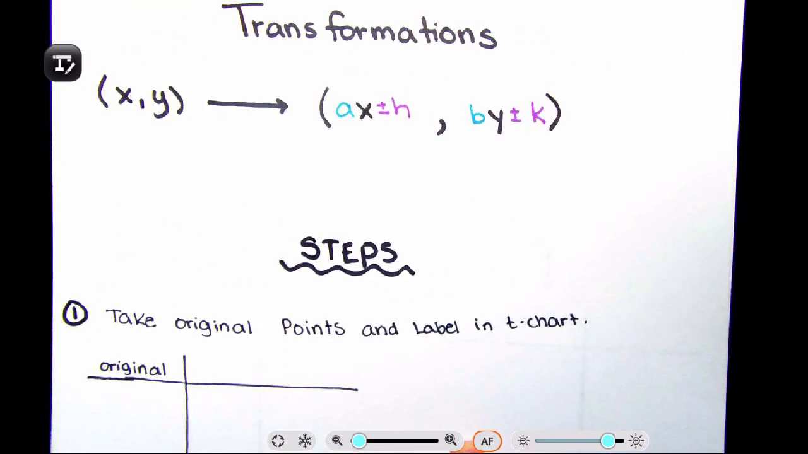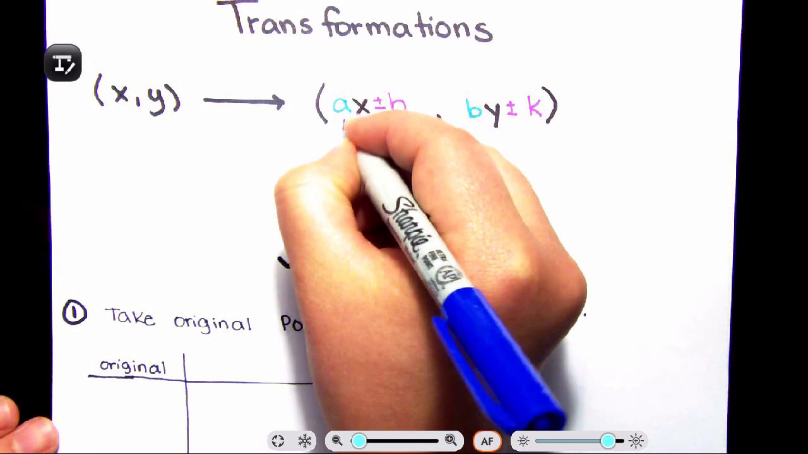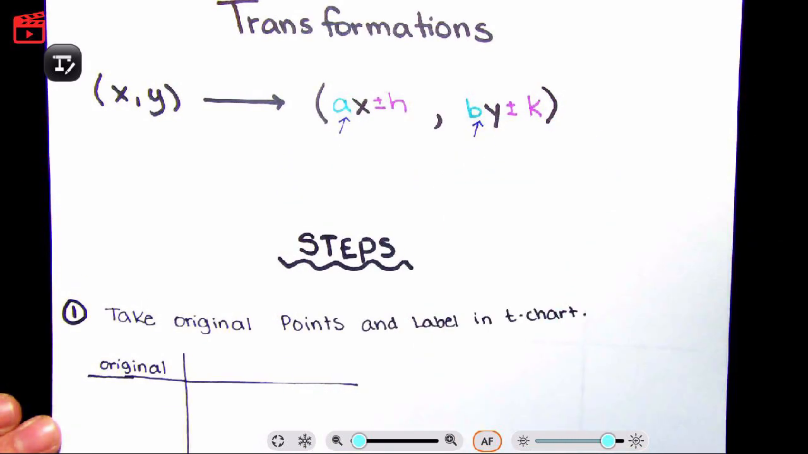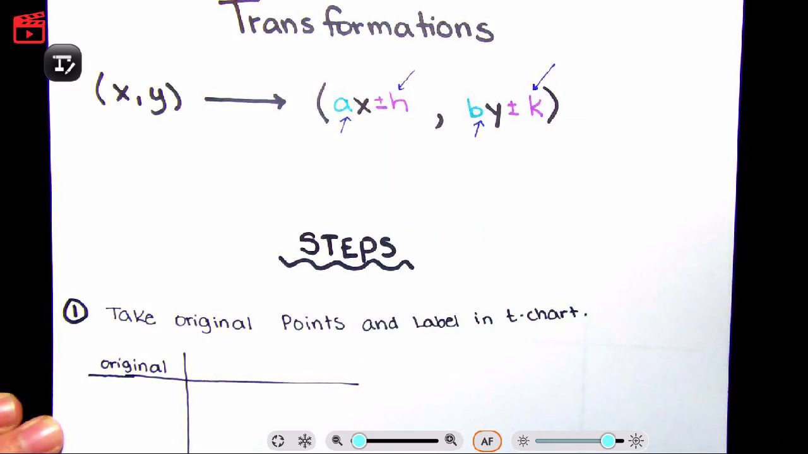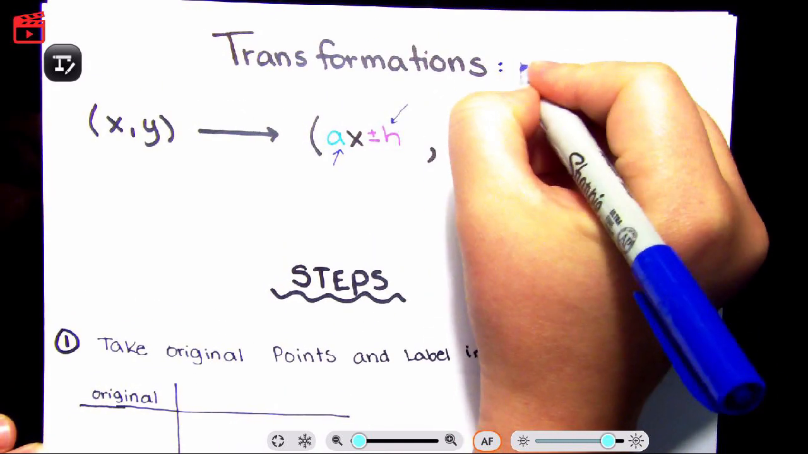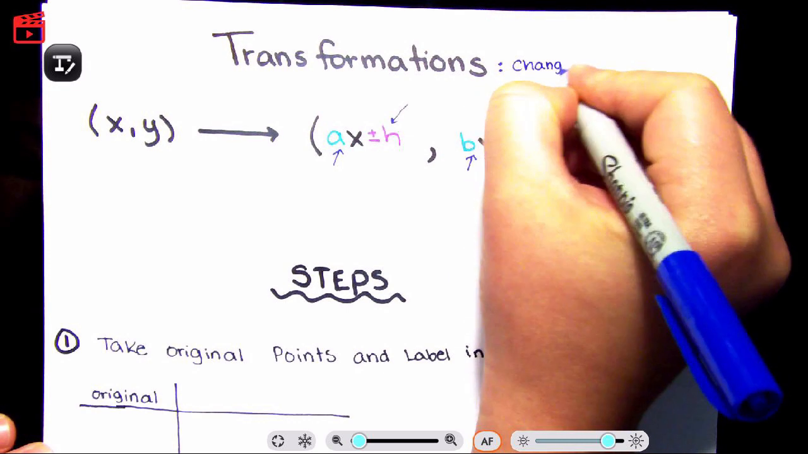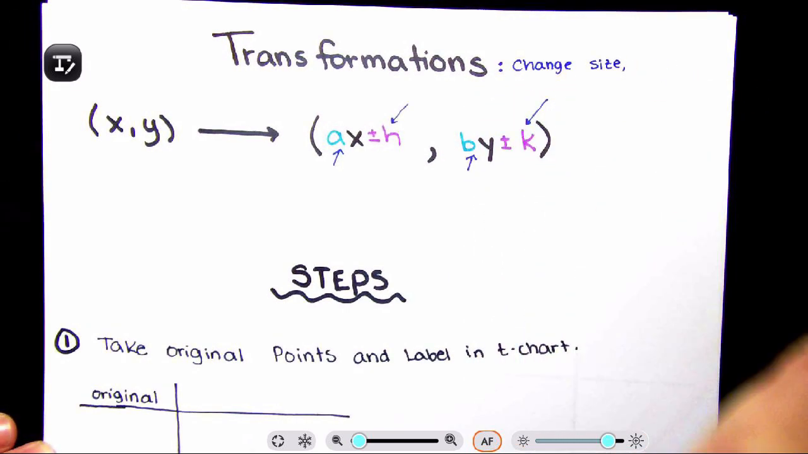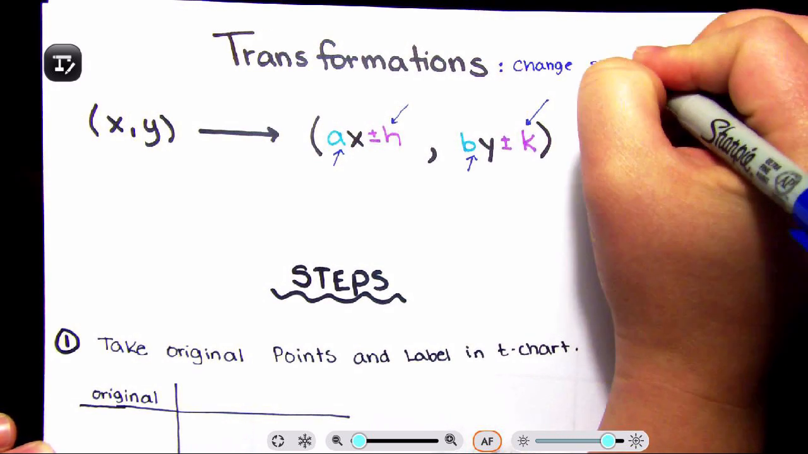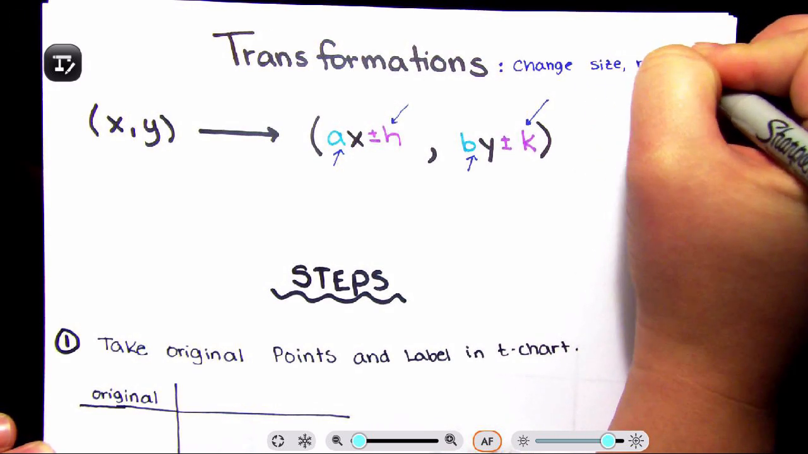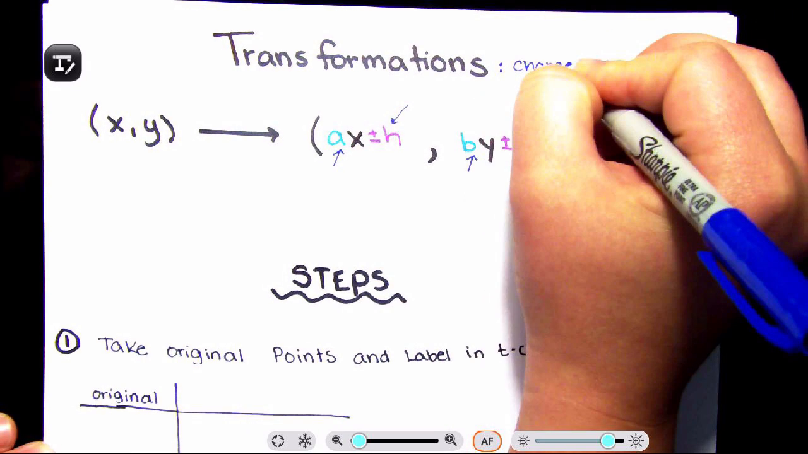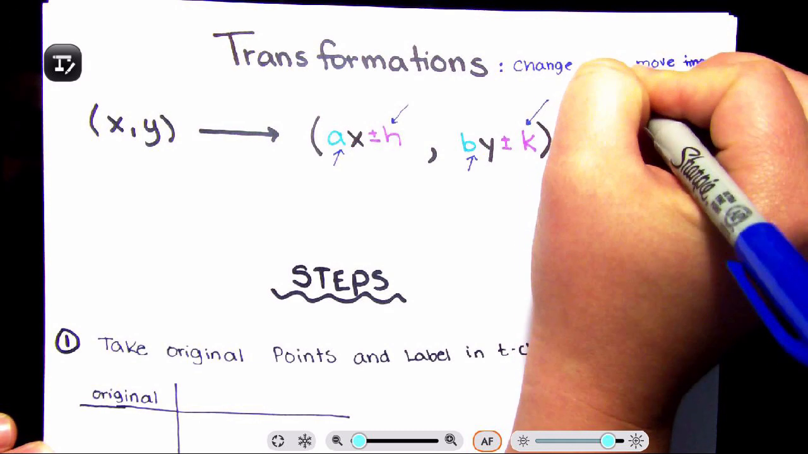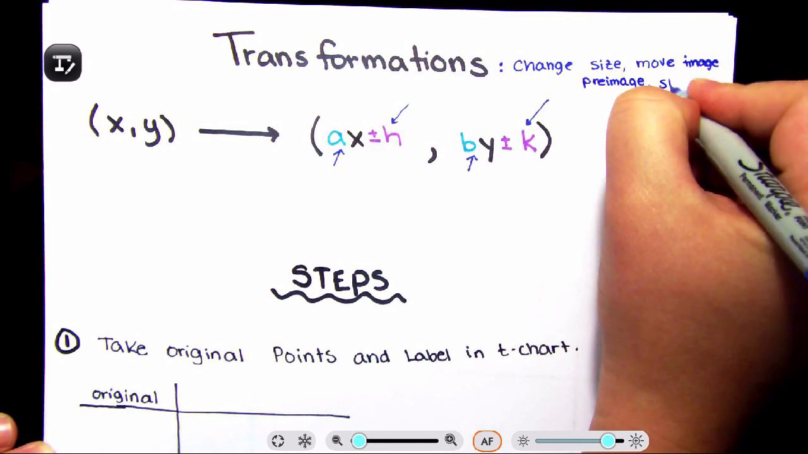Now again, for the transformations, notice that we have a multiplier. We are multiplying, and we are adding or subtracting. So with a transformation, a lot can happen. We can change size. We can move the image, in this case we would call it a pre-image. And shape could change as well.